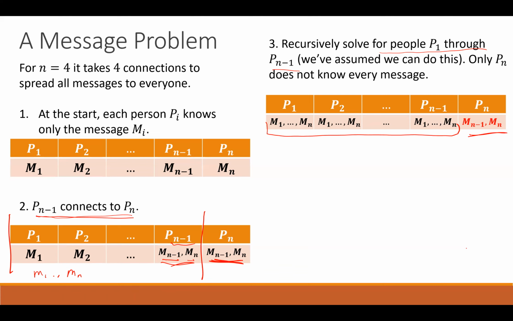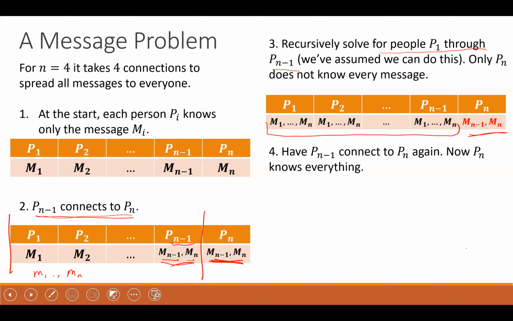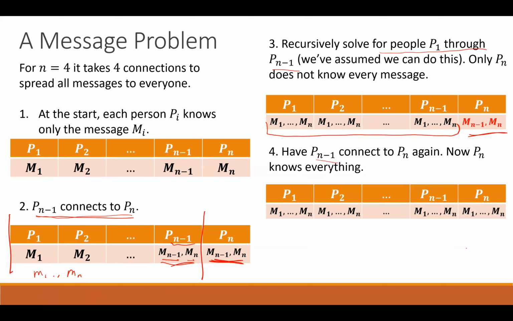At which point person n can talk to anybody, but we'll have them talk to pn minus 1 again. And now everybody knows all the messages. Okay, so that's the algorithm at a high level, and how I solved it. I had a base case, solved in the simplest case for 4 people. Then I assumed I could solve it for a smaller case, and then I used that assumption to solve it for the larger case. And how did it happen? I don't know. Magic. Yeah. Questions on that?